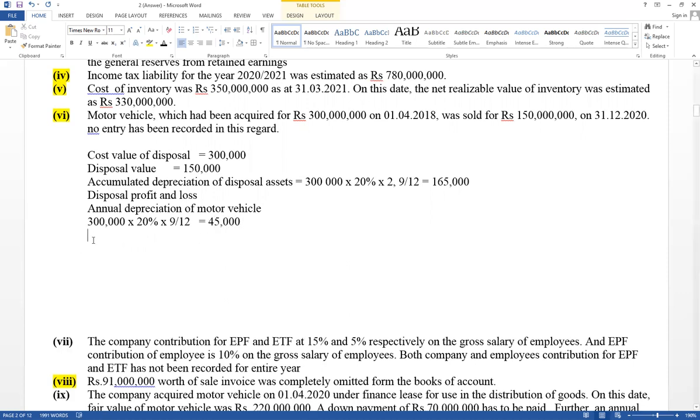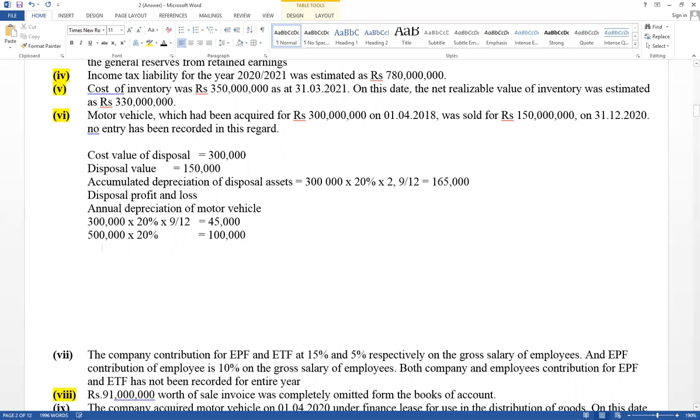And the balance part: total motor vehicle available 800,000, but disposal only 300,000. Therefore, the balance part's cost value equals 500,000, which is 800,000 minus 300,000. Based on that value at 20%, it was not disposed of. It was available the entire year. Therefore, the value equals 100,000. Annual depreciation in total equals 145,000. Therefore, this is the annual depreciation of motor vehicle.